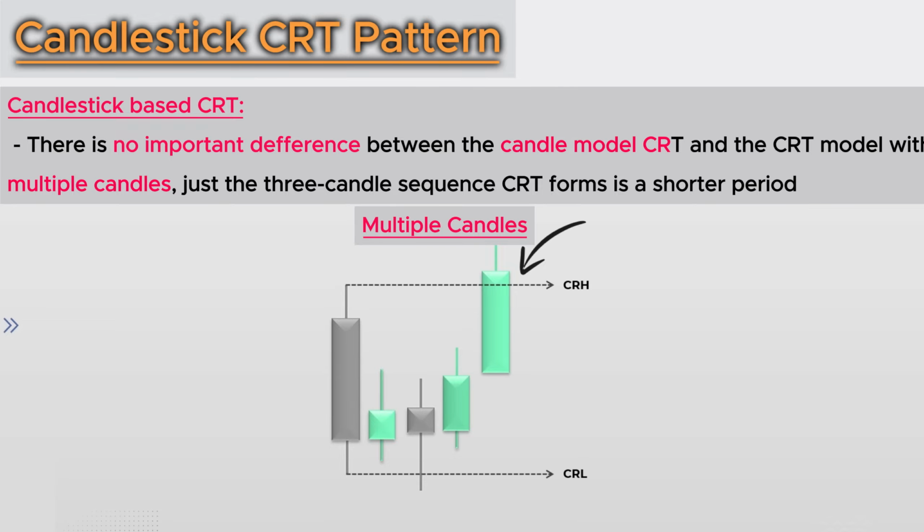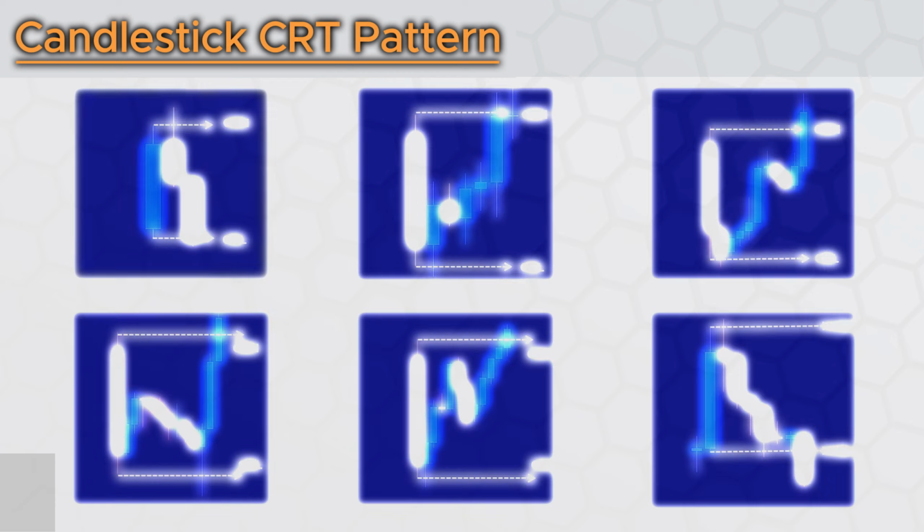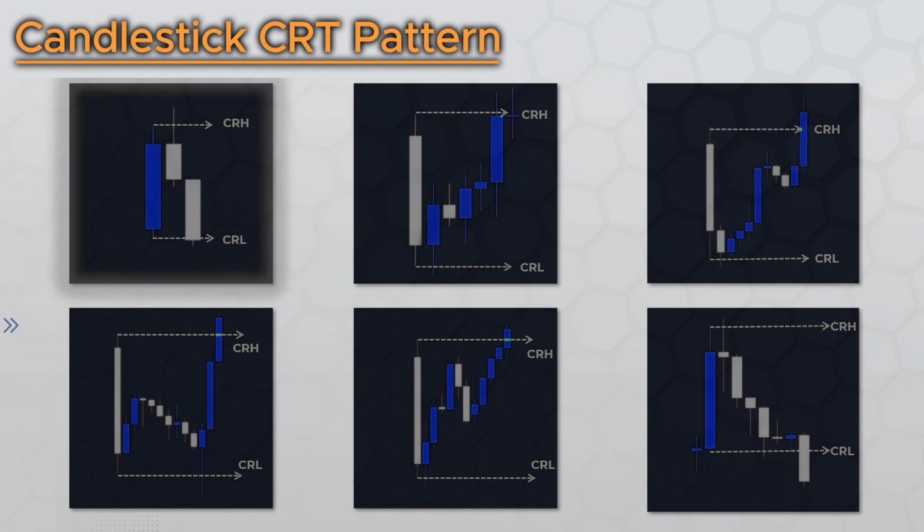To solidify what we have learned so far, let's see more examples of candlestick-based CRT models that we might encounter in the market. Starting from the top, this first scenario is the most critical CRT model, offering a high probability of success.